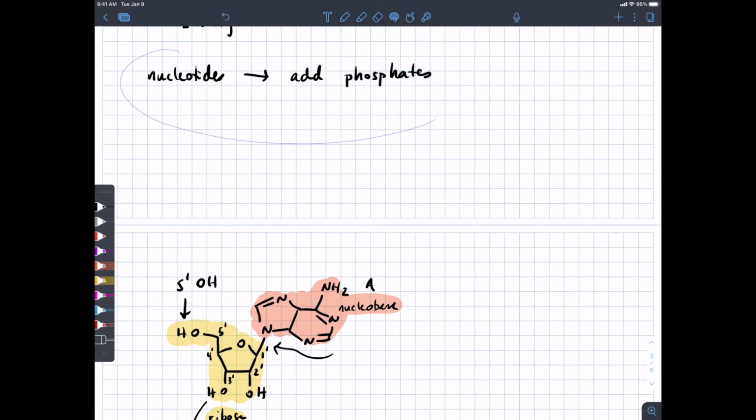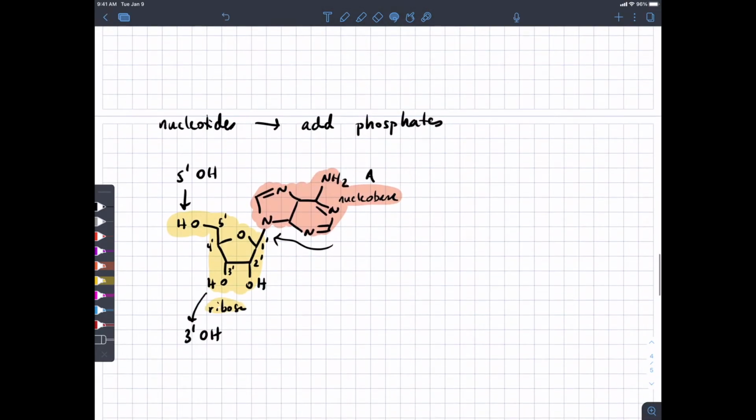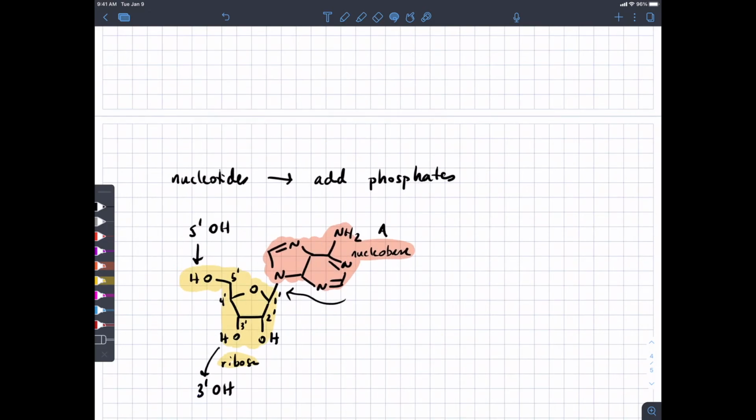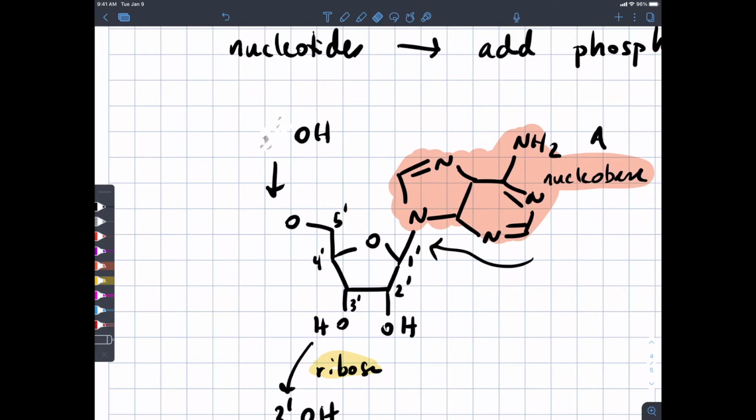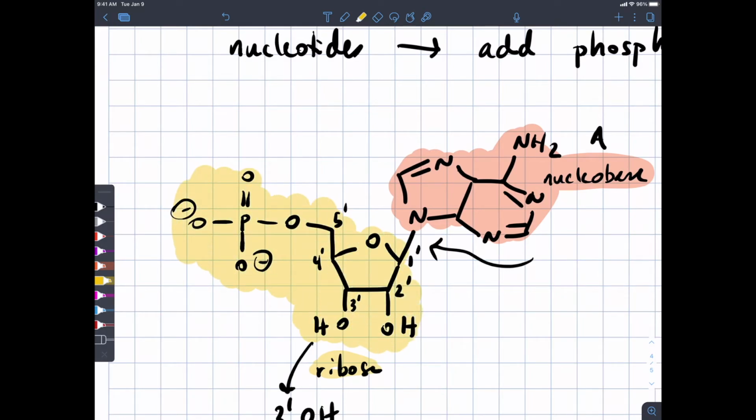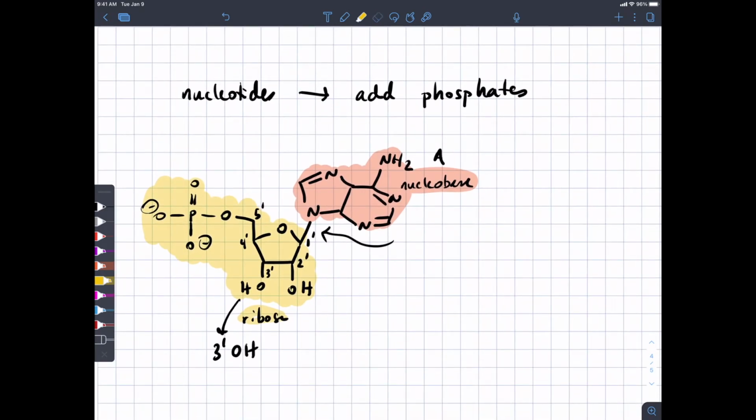You can check this out in the notes later if you want to draw it. Nucleotides have phosphates at the 5'. So if we instead convert the 5' OH group into a phosphoester, what we have here is, we'll name it according to the nucleoside.